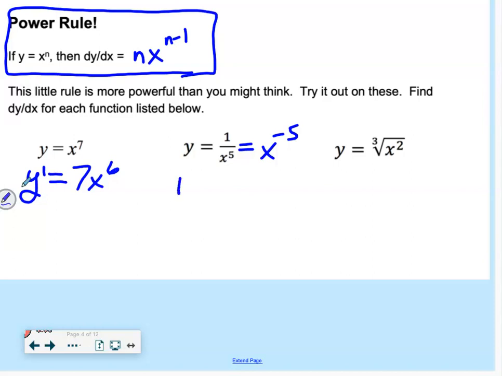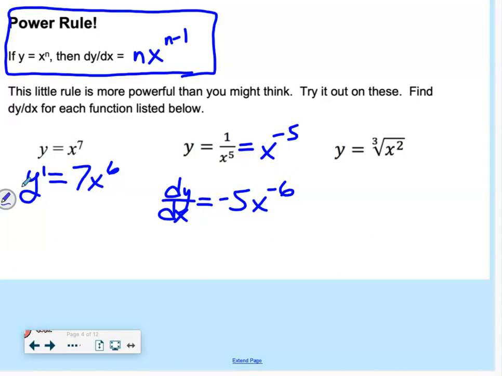So now, Ryan, what's the derivative? Negative 5 times x to the negative 6. Ooh, very good. And you knew negative 5 minus 1 was negative 6. That's awesome. You think that's silly, but it's so easy to mess up with your negatives, right? So be careful when you're subtracting your negatives.